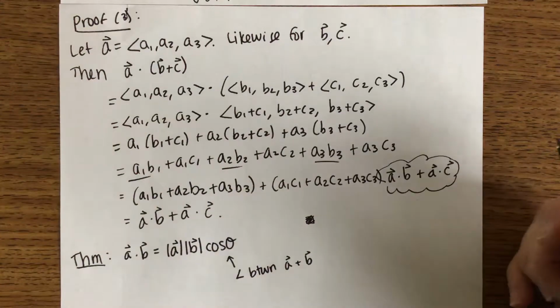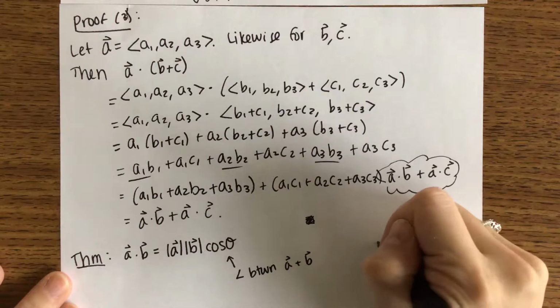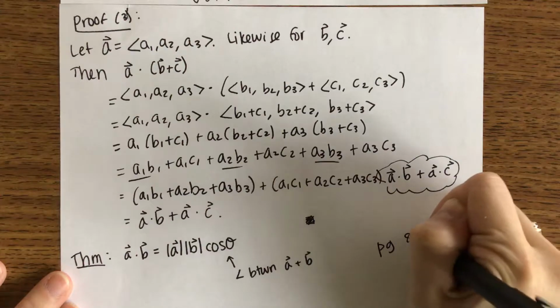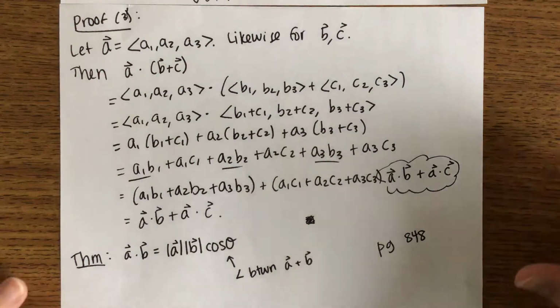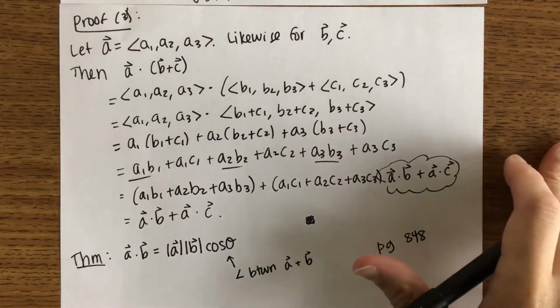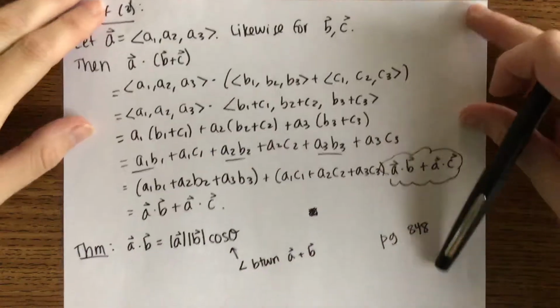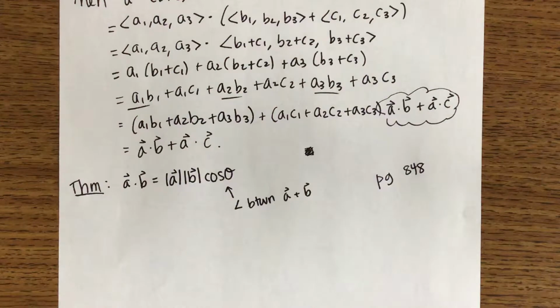Do you guys want to do the proof? Well, luckily for you, I don't want to do it. So it's on page 848 if you want to know. It involves the law of cosines. If we're not doing it in class, though, it means you don't need to know it. But if you're interested, look at page 848.